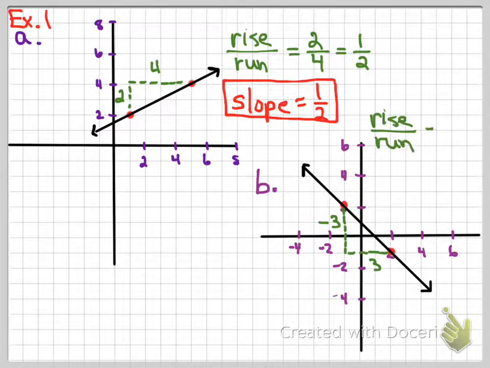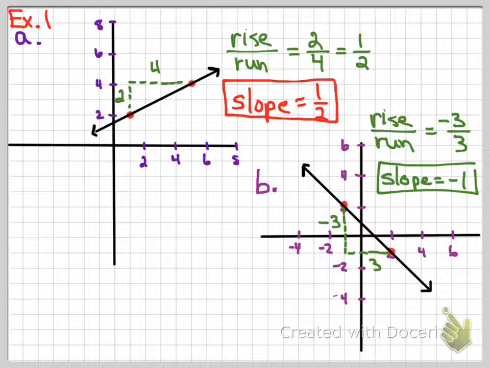-3, so my rise over run. My rise is -3. My run is 3. So what is my slope? Can I simplify that fraction? To -1. My slope is -1. Okay? All right, so it's always rise over run. If the y values are decreasing, going down, all right, meaning that the line is sloping down to the right, make sure that you make that slope negative. Okay? All right, that's it for example 1.